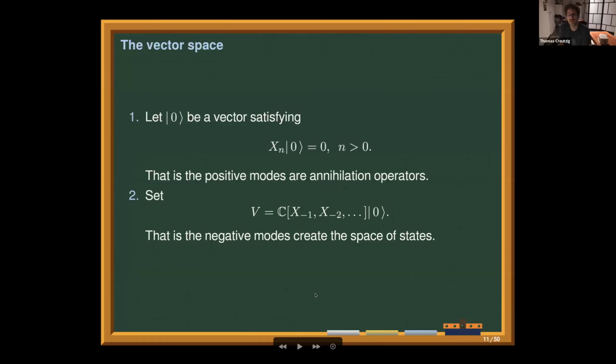So that means we simply require that x_n acting on the vacuum is always zero if n is positive. And I should have written n greater or equal to 0, for the zero mode we require the same thing. And then we set the vector space, the space of states, to be the polynomial ring in the negative modes. And then we also call this vector space the Fock module, or the vacuum Fock module of the free boson.